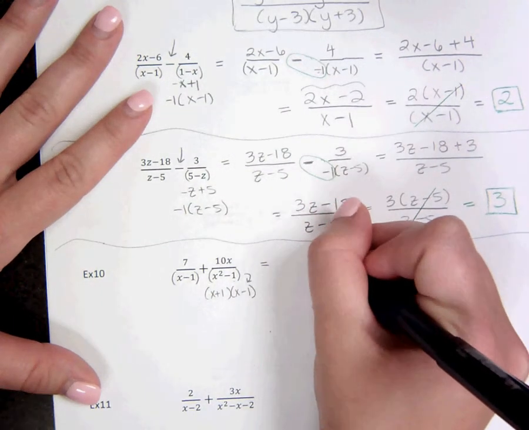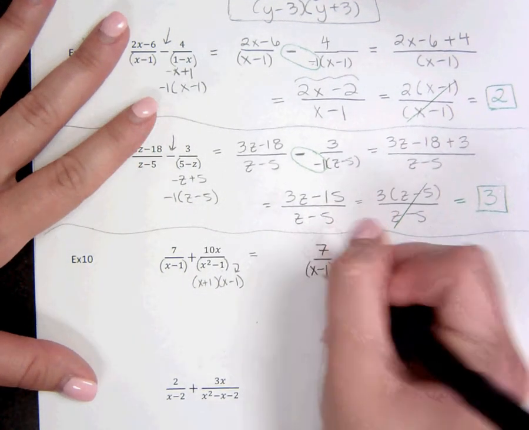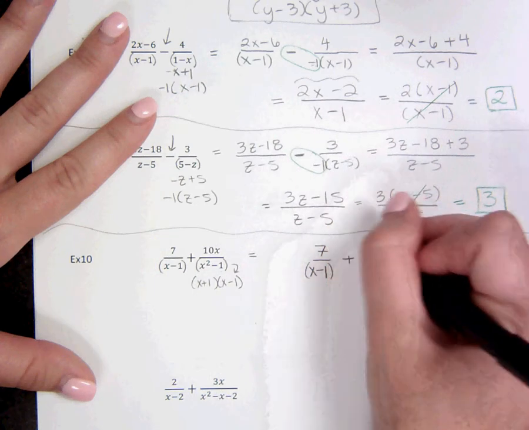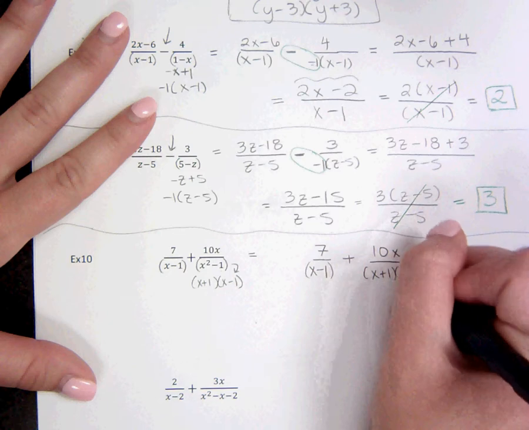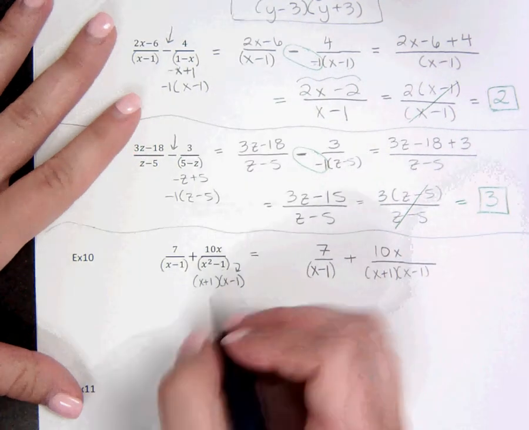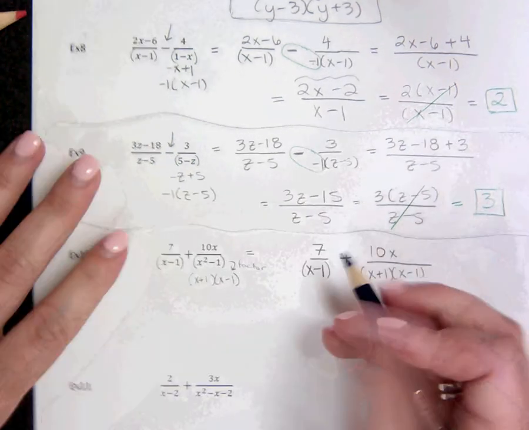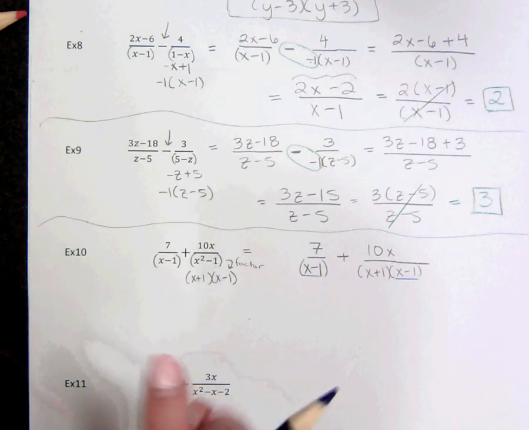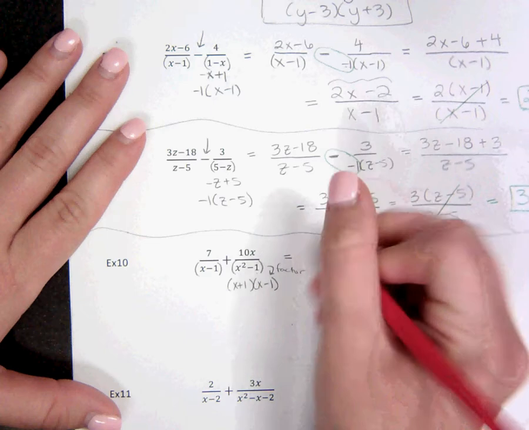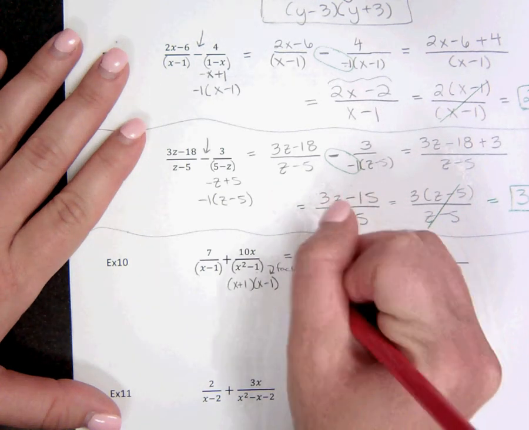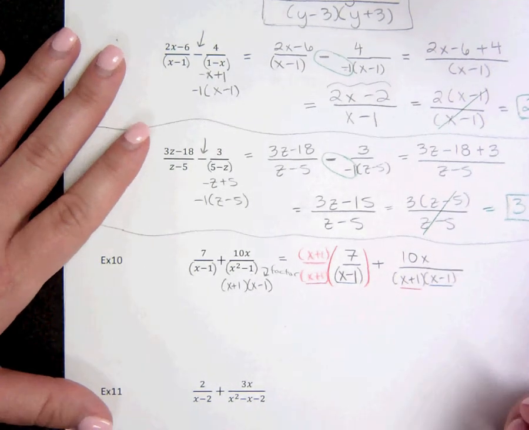So what I have, and I'm going to give myself some elbow room here, 7 over x minus 1, plus 10x over x plus 1, x minus 1. So always factor if you can. And it's easier to see what's missing. They both have x minus 1, but the first expression needs x plus 1. So we're going to multiply on x plus 1, and that way they both have x plus 1 and they both have x minus 1.